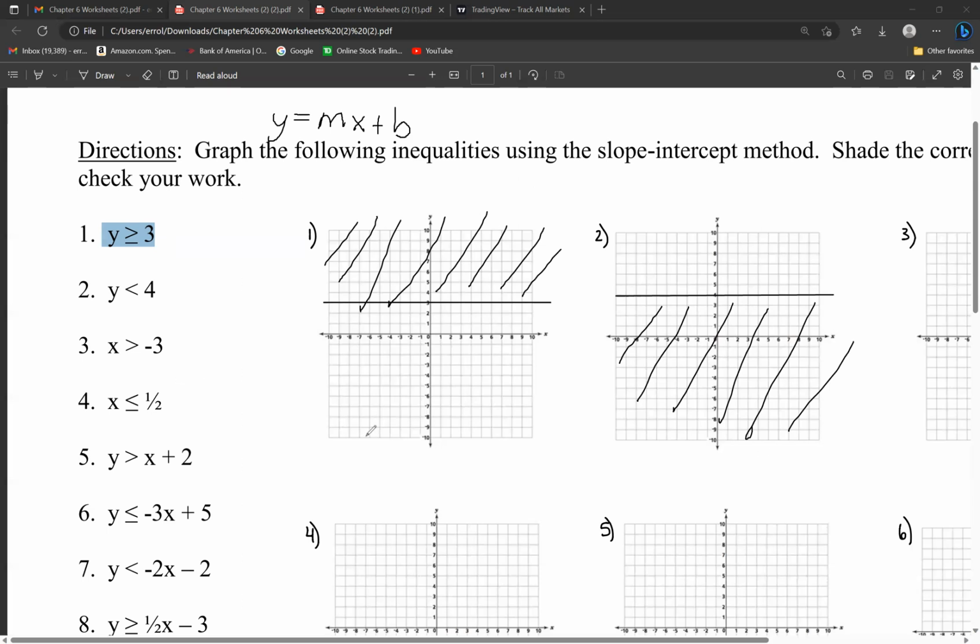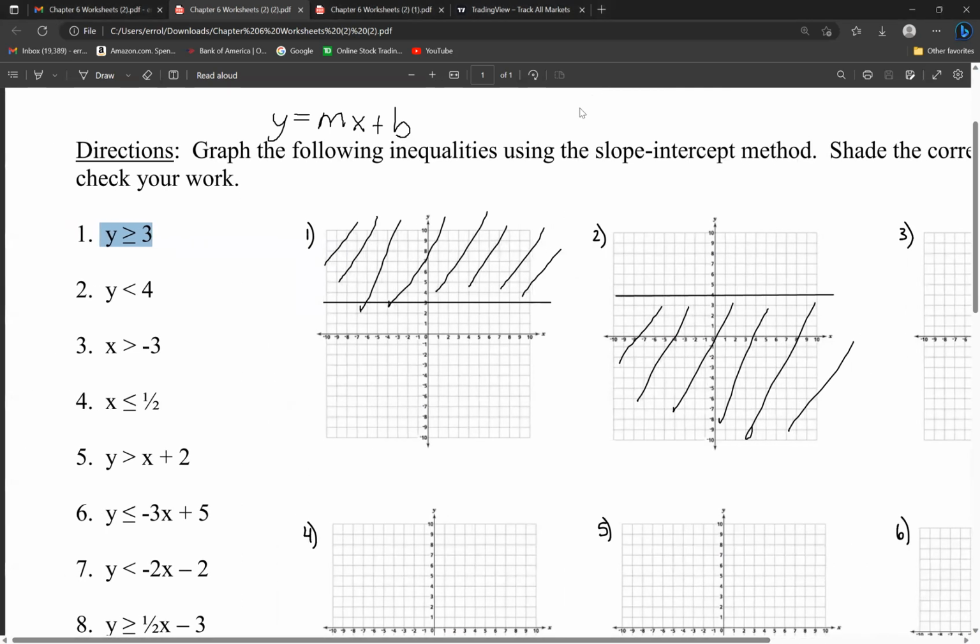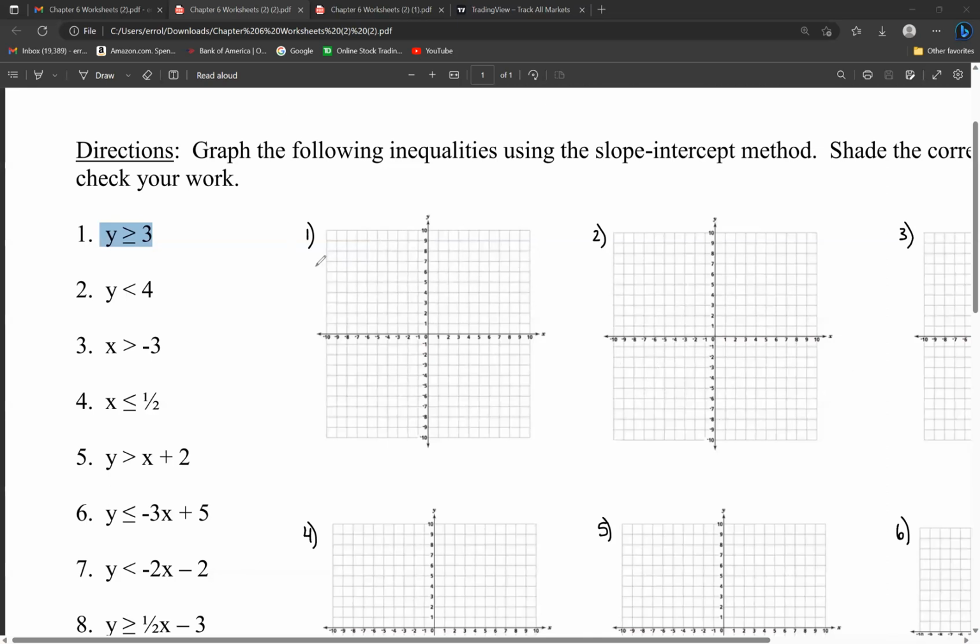3. X is greater than -3. How about that one? What does that one look like? Vertical. Okay, yeah, good. So I'm gonna draw them all on this first graph. So vertical at x equals -3. All right, so we draw a vertical line at x equals -3, which is right there.